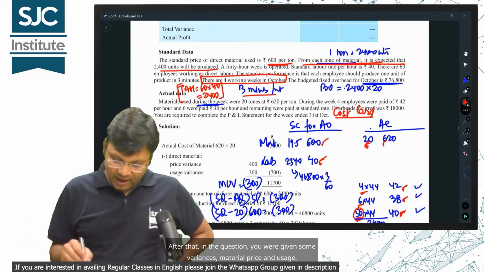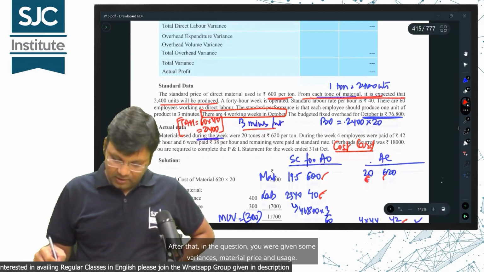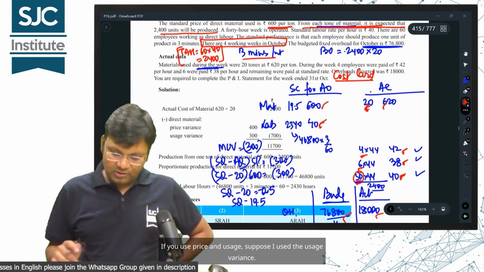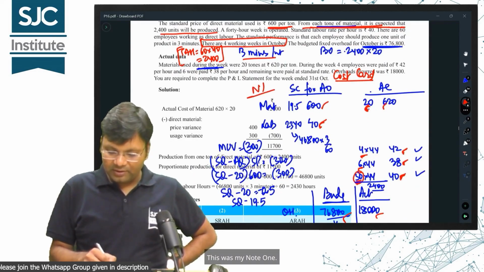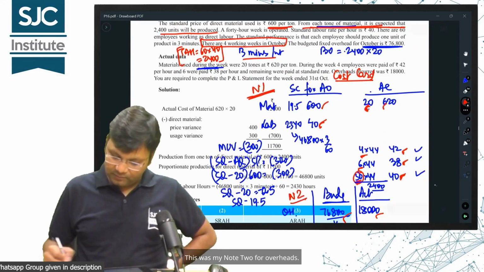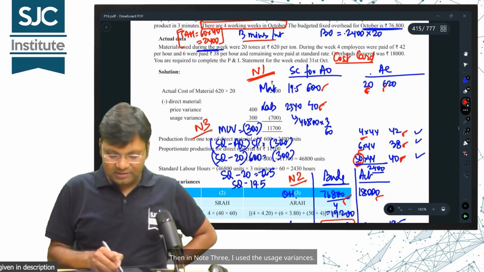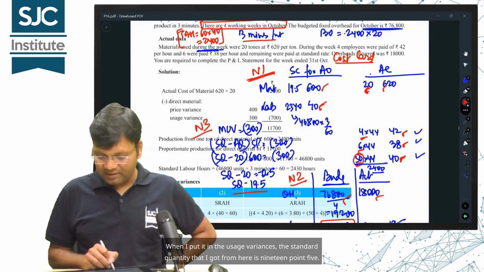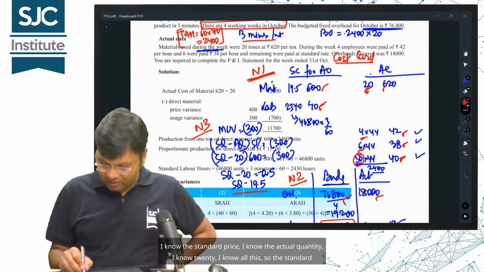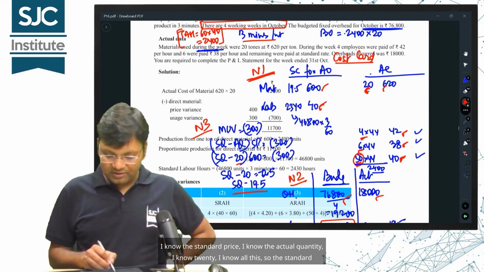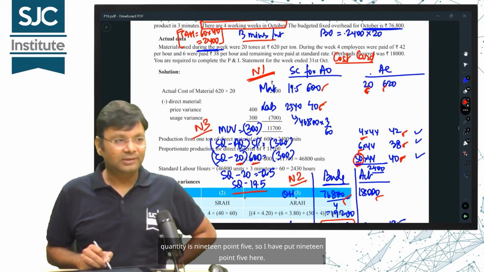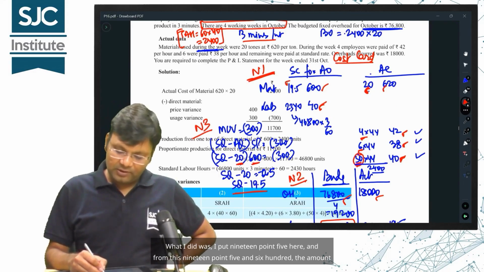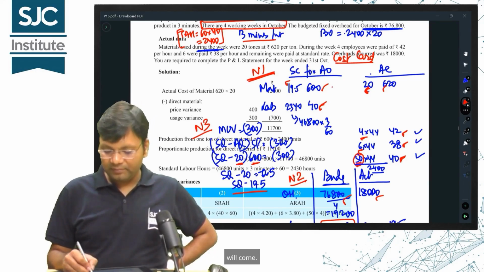Alright. After that, in the question, you were given some variances, material price and usage. If you use price and usage, suppose I use the usage variance. This was my note 1. This was my note 2 for overheads. Then in note 3, I used the usage variances. When I put it in the usage variances, the standard quantity that I got from here is 19.5. I know the standard price, I know the actual quantity, I know 20, I know all this. So the standard quantity is 19.5, so I have put 19.5 here. What I did was, I put 19.5 here, and from this 19.5 and 600, the amount will come. This amount will also come.